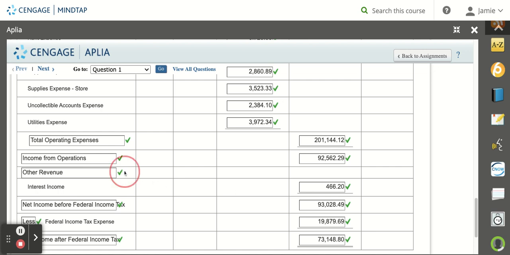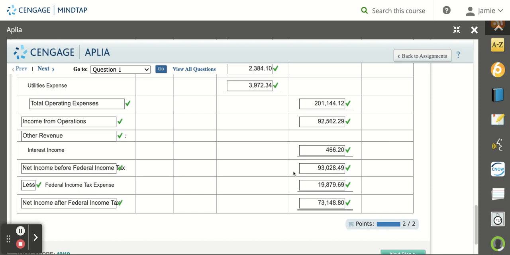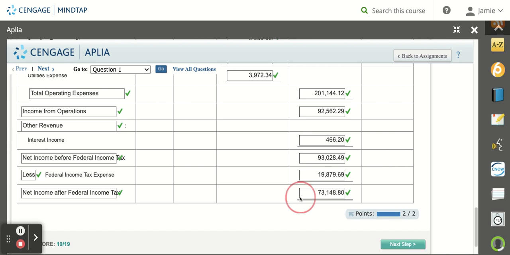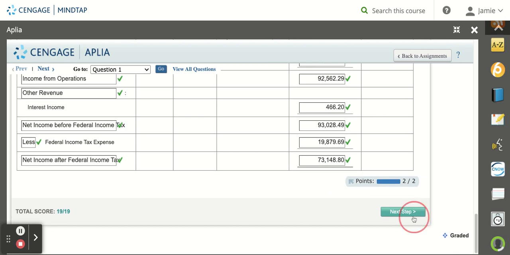Our next section heading is other revenue. We have a little bit of revenue from interest income. So we add that to our income from operations to give us our total net income before federal income tax. Then we need to subtract our federal income tax. This balance is coming from the adjusted trial balance to give us net income after federal income tax.